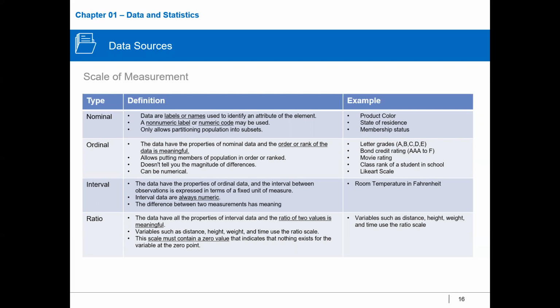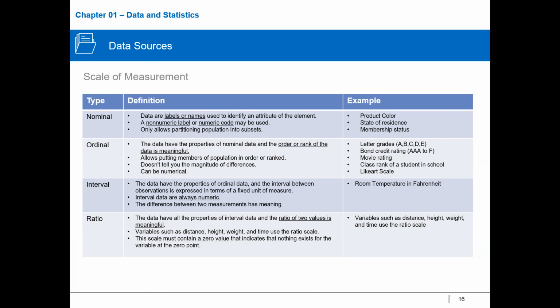Ordinal. This is an order or rank of your data, okay? It can be numerical. Think of letter grades, bond ratings, obviously a movie rating or a restaurant rating, okay? That's an example of ordinal data. It's ordinal: order and orders, think of it that way.